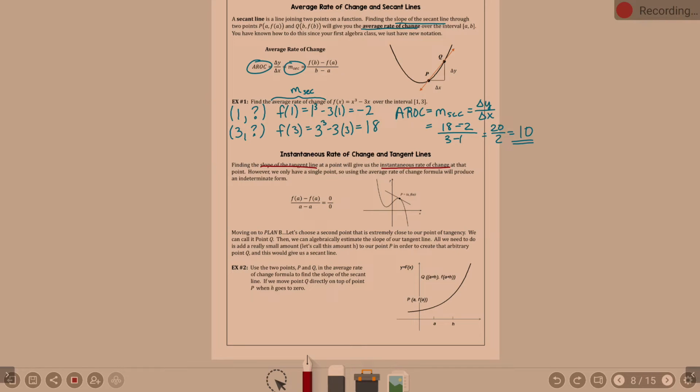However, we only have a single point, so using the average rate of change formula will produce an indeterminate form, right? Because if we're trying to find the slope of the tangent line at point A, you don't have a B minus A here, do you? It's just A minus A, which is 0 over 0. That's one of our indeterminate forms, and you don't just stop and say no solution. You have to come up with a plan B.